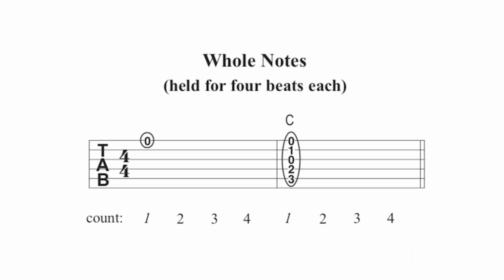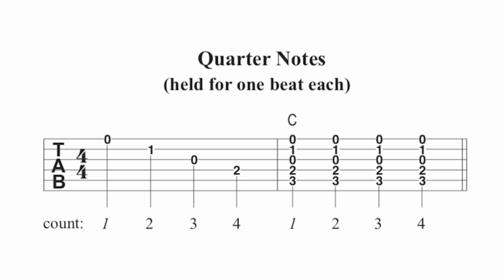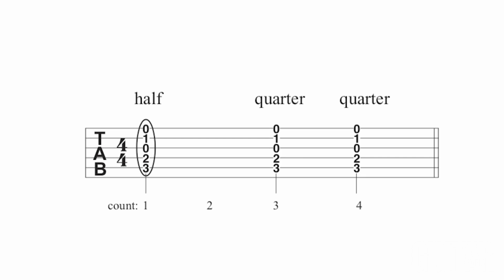One whole note, which is played on a downbeat and held for all 4 beats. 2 half notes, picture cell division under a microscope, each of which is held for only 2 beats. 4 quarter notes, cell division again, each held for 1 beat. And the 3 possible combinations: quarter, quarter, half; half, quarter, quarter; and quarter, half, quarter.